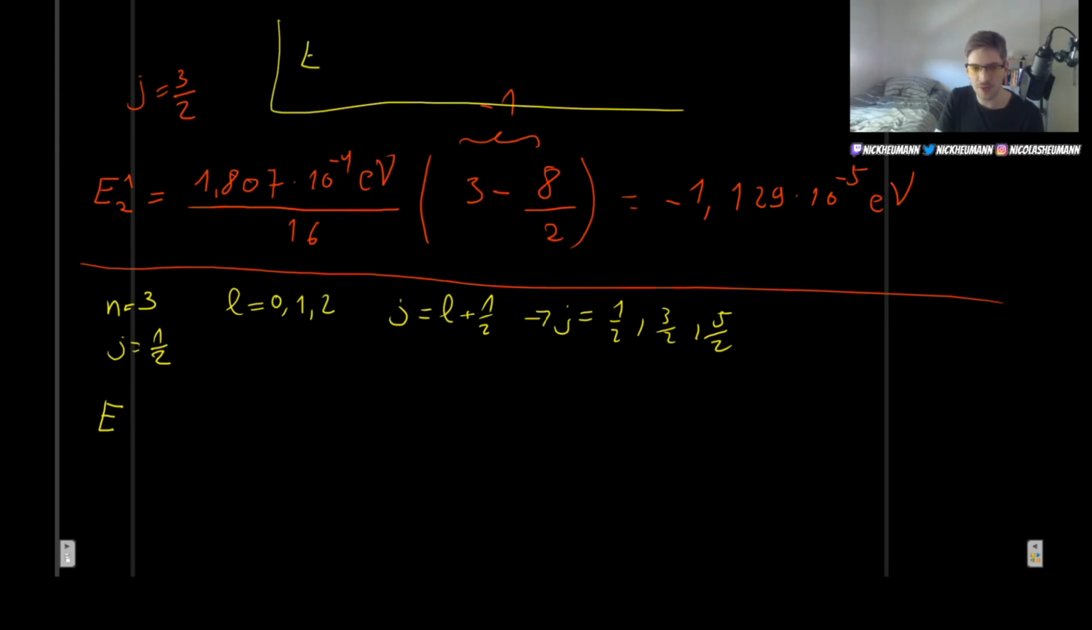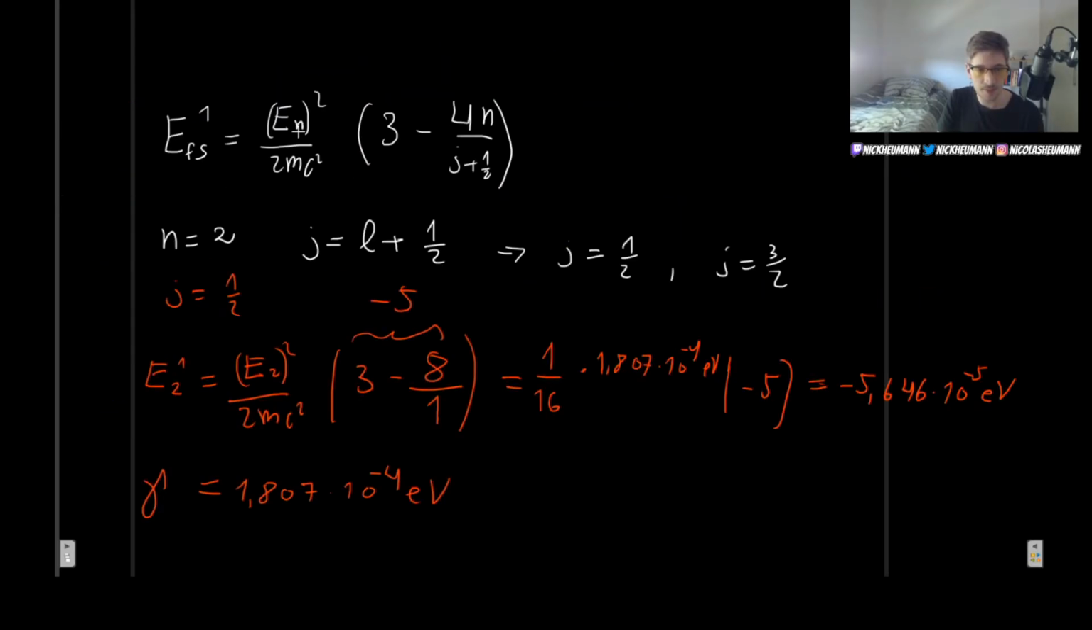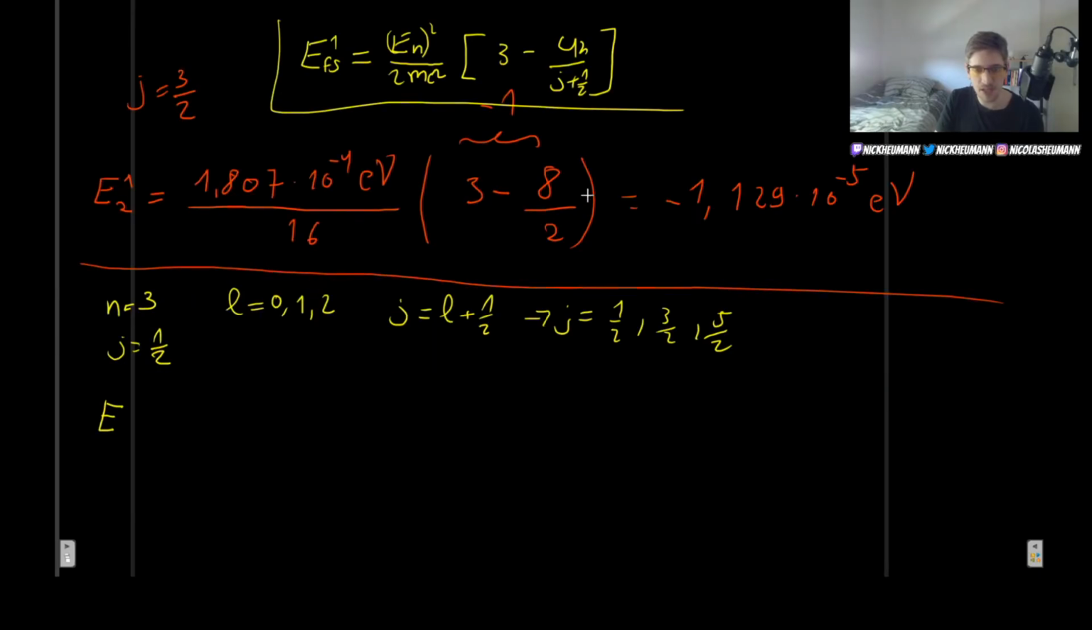So our formula for the fine structure correction, sorry, is E_n squared divided by 2mc squared, and then we have 3 minus 4n over j plus 1/2. I think that is it, right? I'm going to double check. Yep, that is it. Of course, we already know what this constant is. That is 1 over n to the 4th power, right?